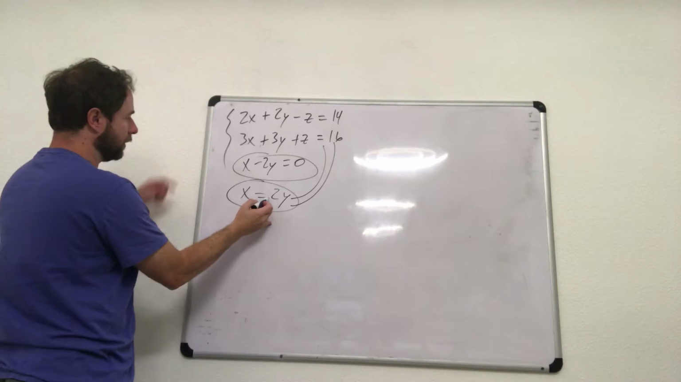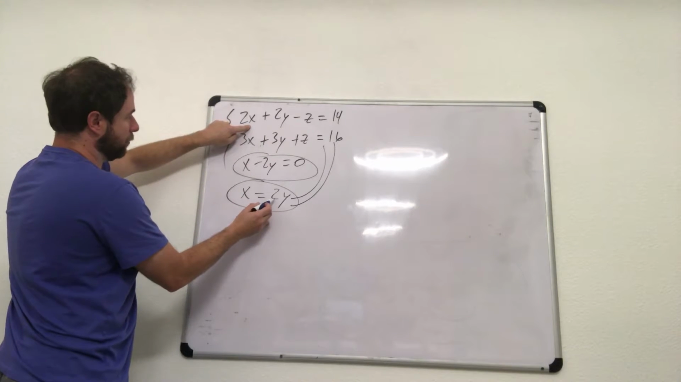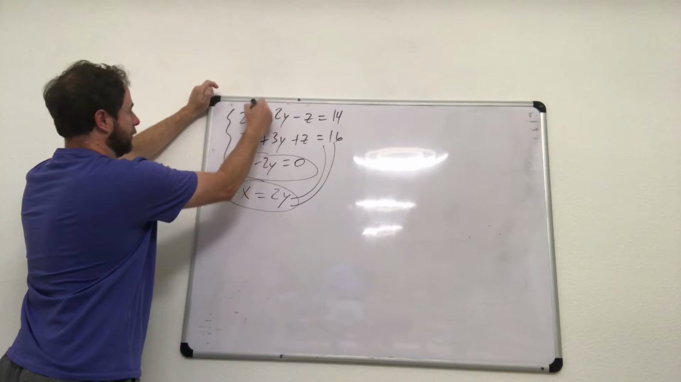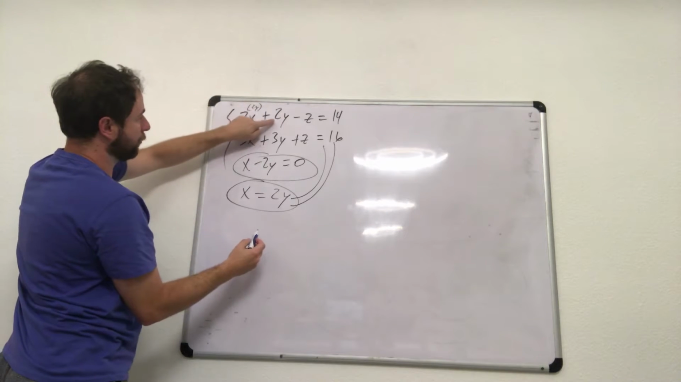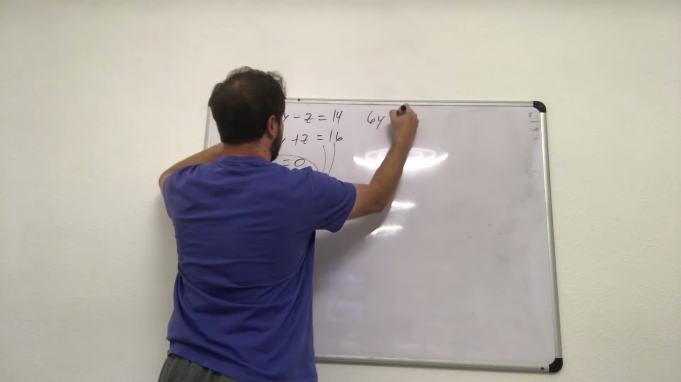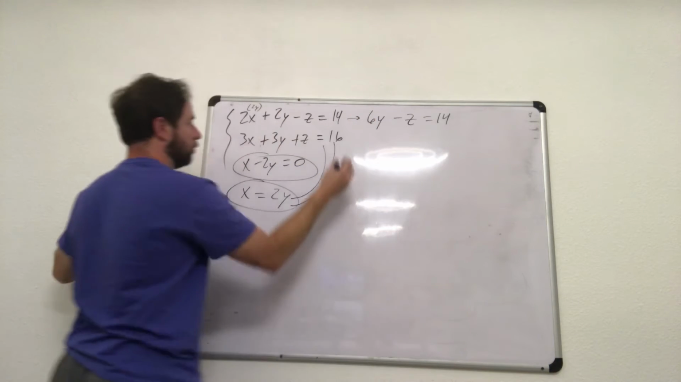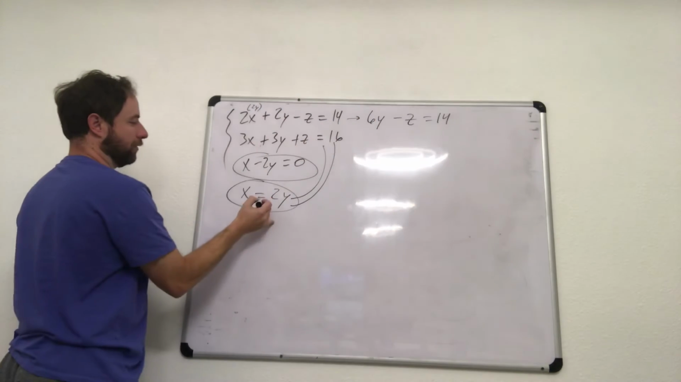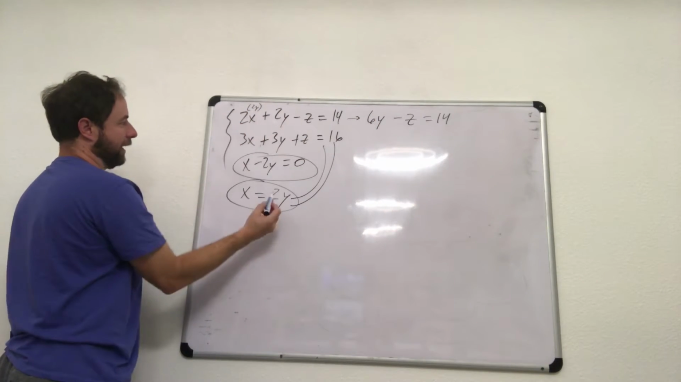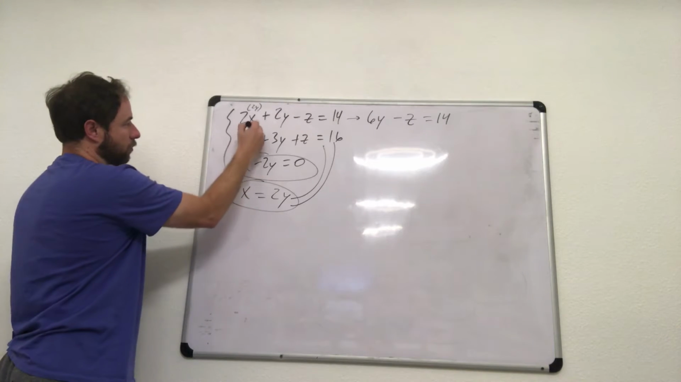We plug x in for x here, 2y. So you put 2y in place of x here. So you get 4y. 4y plus 2y here is 6y minus z equals 14. That's what that equation looks like with 2y in place of x here. Same thing in place of x here, we're going to put 2y.